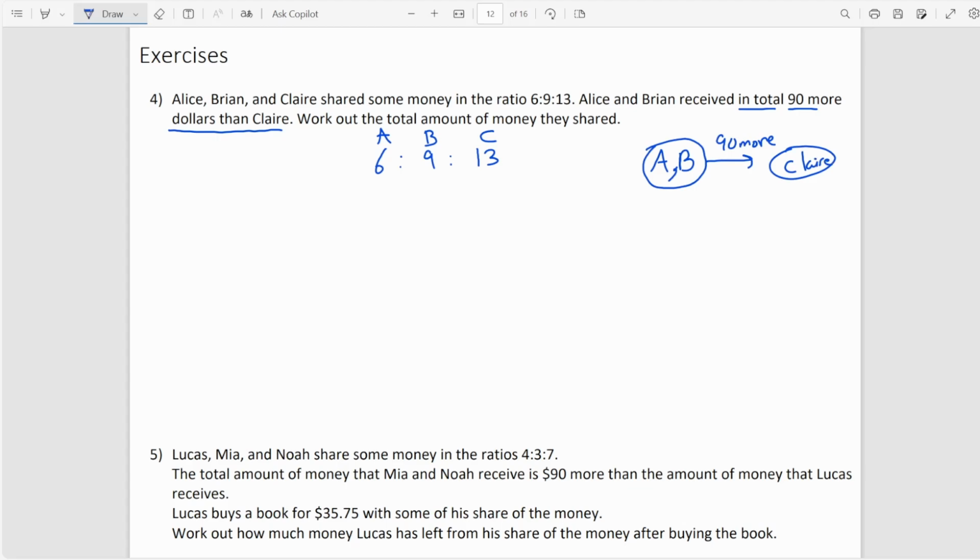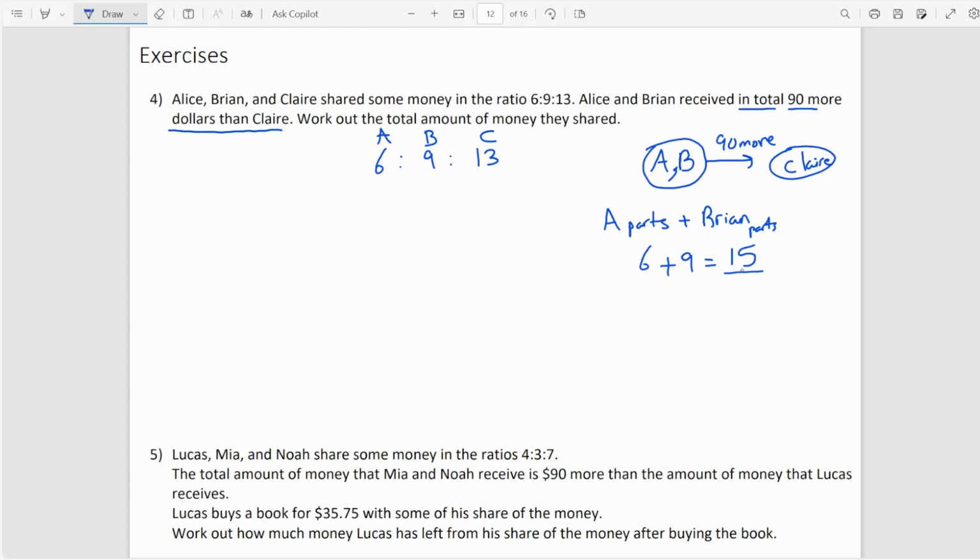So how will we do this? Well, we know it's $90 more, but in terms of these parts, what does the $90 represent? Alice's parts plus Brian's parts is 6 plus 9, which is 15. So both of them together have a total of 15 parts.